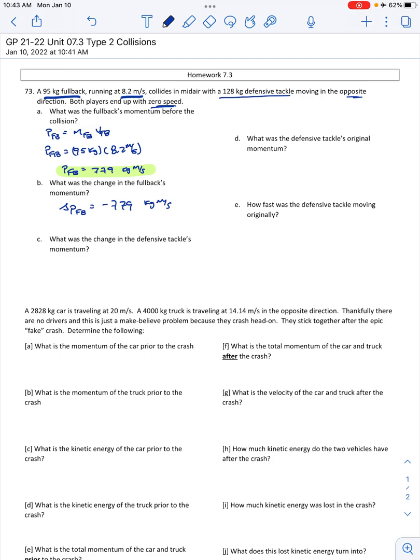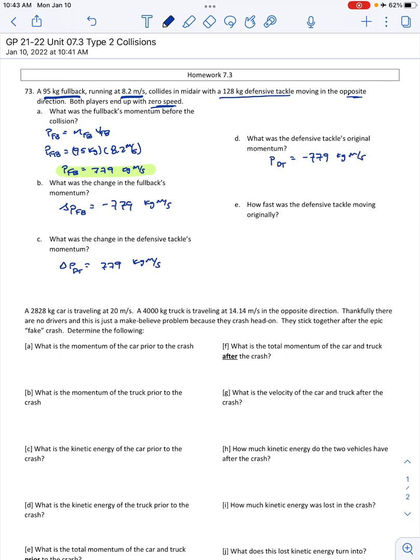What is the change in the defensive tackle's momentum? This one should be similar, 779 kilogram meter per second, because all of that momentum went into the D tackle. What was his original momentum? Because he's going the wrong way, his original momentum should be negative 779 kilogram meter per second. And if you mess up the positives and negatives, I'm not too worried about that.